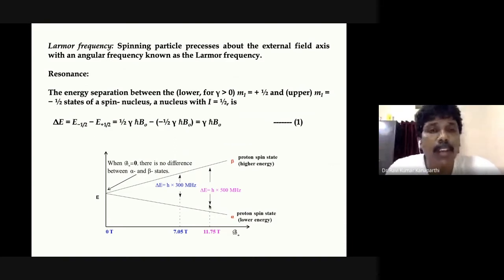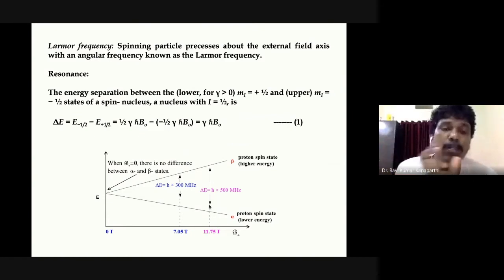Okay, now we already understood that the nuclear energy levels can be estimated based on the previous equation, that is E_mI equals minus gamma h cross mI B0. If it is half, there can be plus half and then minus half. Two things you can substitute, and then the energy of the two states can be written, right?